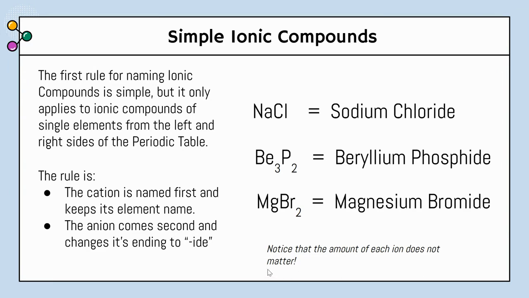Notice the amount of each ion does not matter here. Doesn't matter in example 2 that we have multiple berylliums and multiple phosphoruses. It's still going to be beryllium phosphide. And that's because the charge on these atoms tell us how many of each we have.